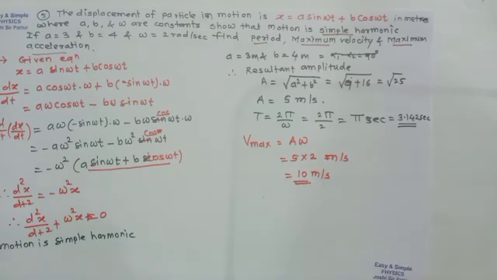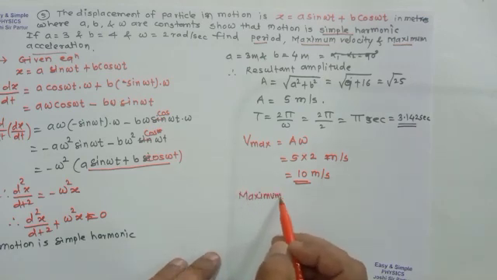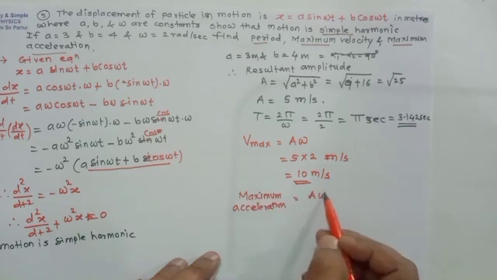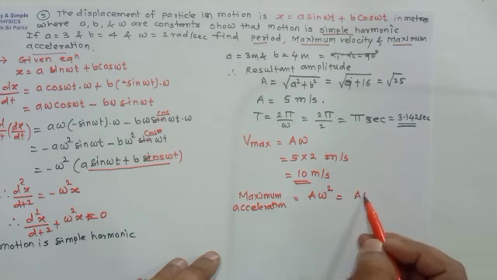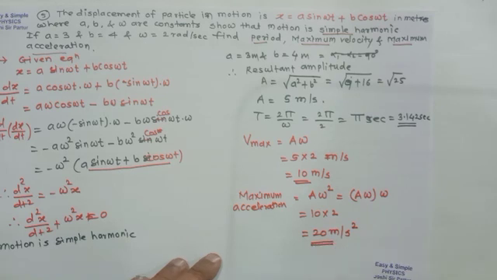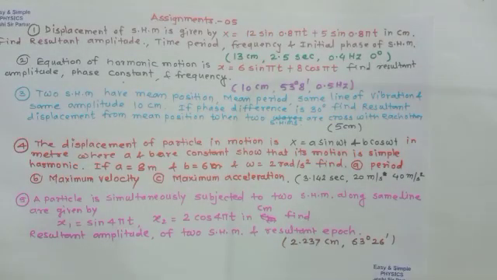And again we can find out maximum acceleration. So maximum acceleration is equal to a omega square, which is a omega into omega, that is 10 into 2, it will be 20 meter per second square. This is the answer for the given example. So there is an assignment for the students to solve, to prepare and practice more and more.